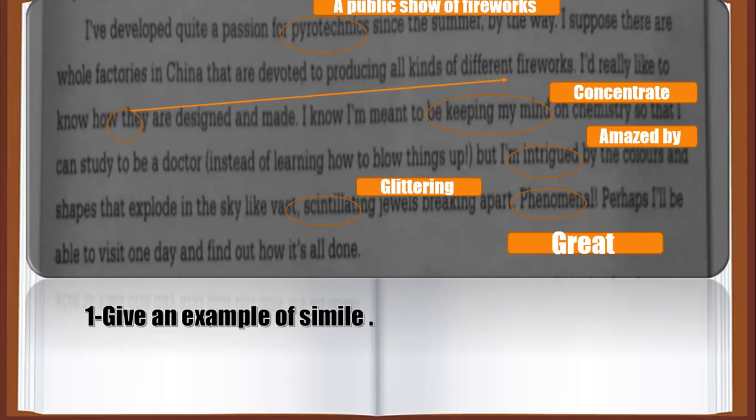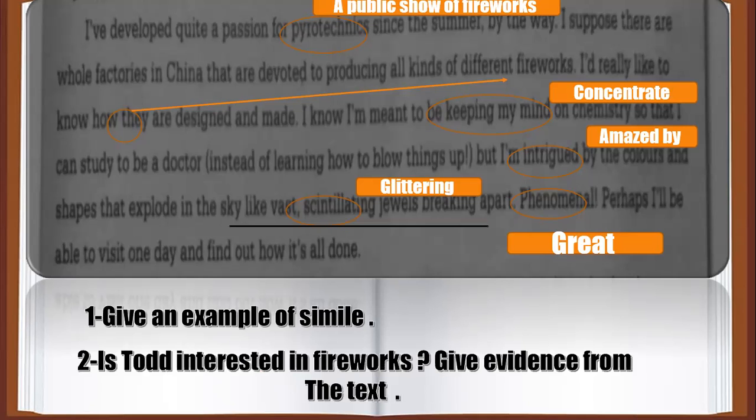Okay? The first question. Give an example of simile. أعطيني مثال على تشبيه. When Todd described the fireworks like, excellent. They were like, من عند like يمس هنا إيش أداة التشبيه. Vast scintillating jewels breaking apart.